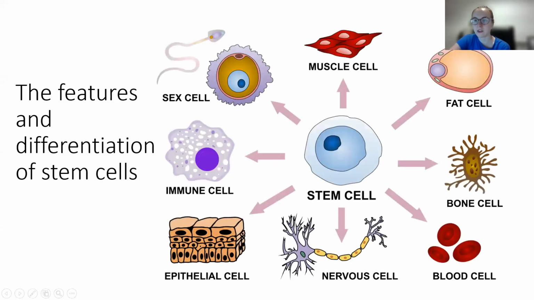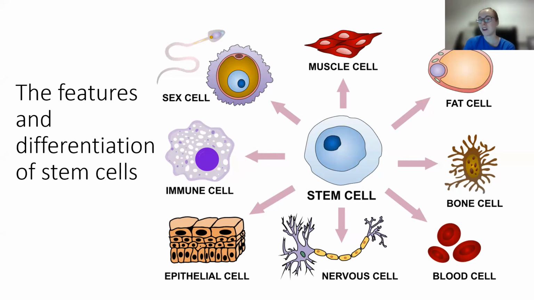So let's go through it. I've just got a few here. A muscle cell, fat cell, bone cell. Obviously this is a very simplified list of the cells. We've got nervous cell, epithelial, immune, so our white blood cells, and our sex cells, so our egg or our sperm here. So our stem cell can differentiate and specialize into all of these types of cell. A specialized cell is a cell that can perform a specific function.